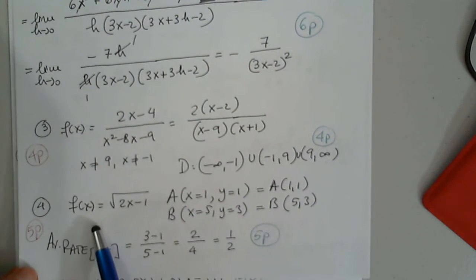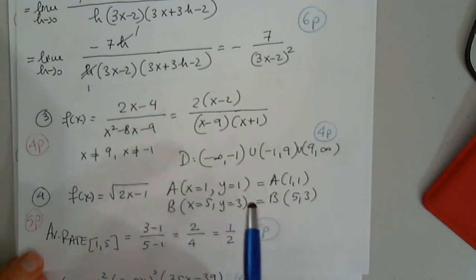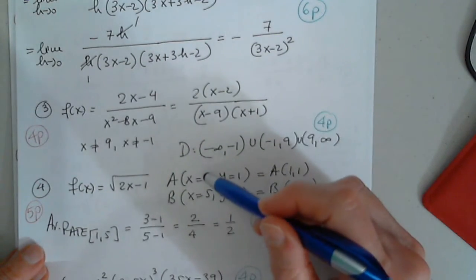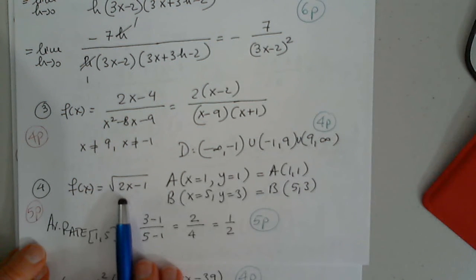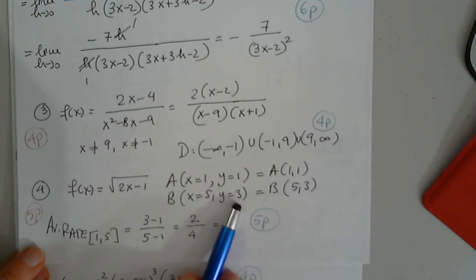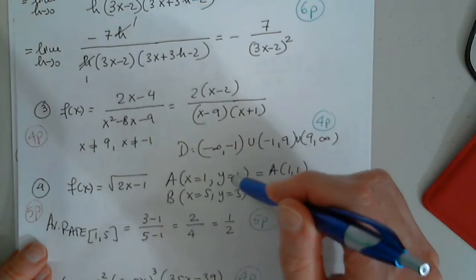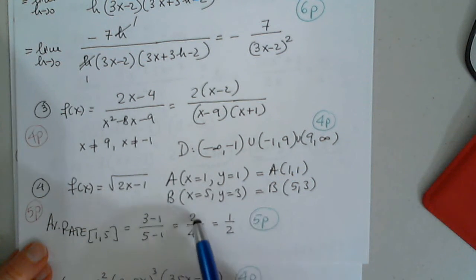For this function, we were asked to find the average rate of change between the given points with x equal to 1 and x equal to 5. So when I plug in 1, I get y equals 1. When I plug in 5, 10 minus 1 is 9. The square root of 9 is 3. So y2 minus y1, 3 minus 1, over x2 minus x1, 5 minus 1. The numerator is 2, the denominator is 4, simplified into 1/2.